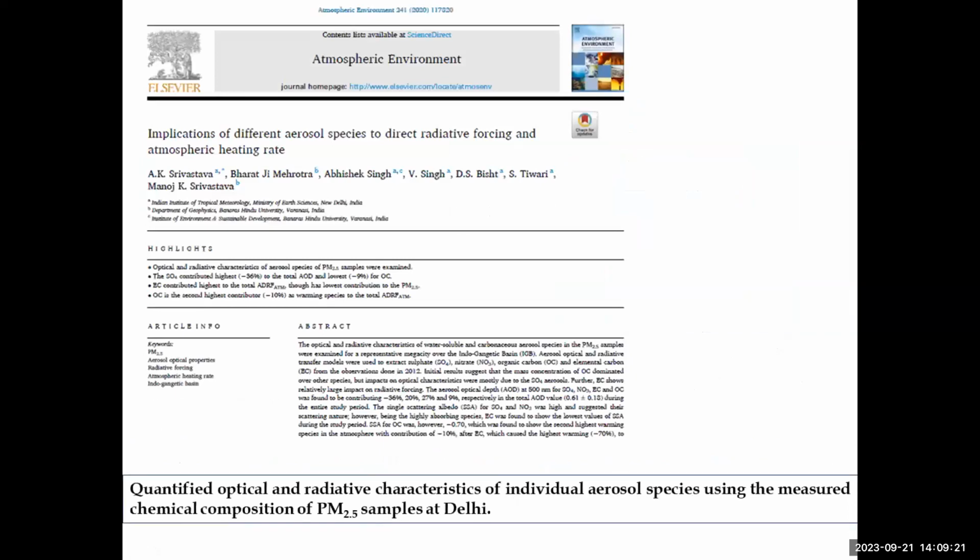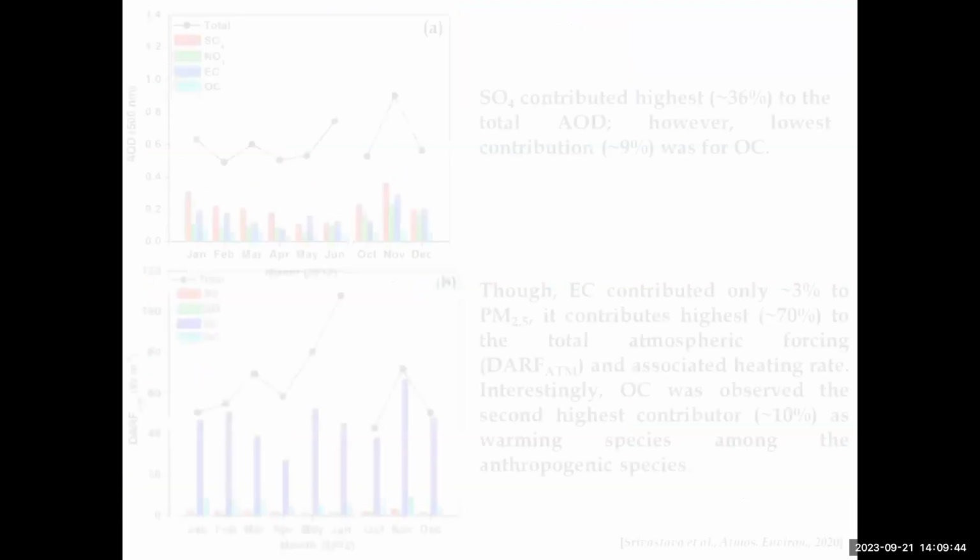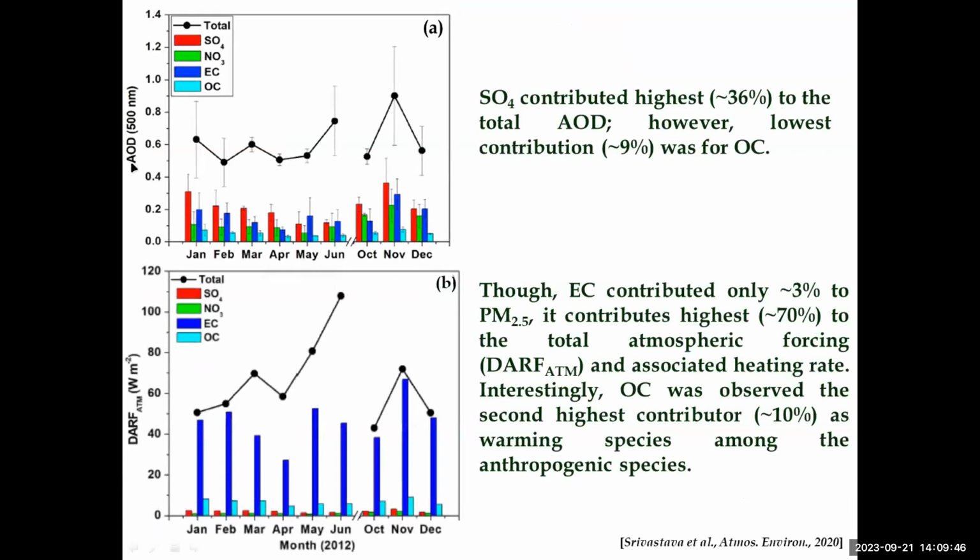Okay, now anthropogenic aerosols are composed of different species like sulfate, nitrate, organic carbon, elemental carbon, etc. So it is very essential to know the individual species characteristics. So we have also quantified the optical and radiative characteristics of individual aerosol species using the chemical composition of PM2.5 over Delhi. So these are the aerosol optical depth for total aerosol, composite aerosol, then sulfate aerosol, nitrate aerosol, EC, and organic carbon aerosol, and their associated direct radiative forcing.